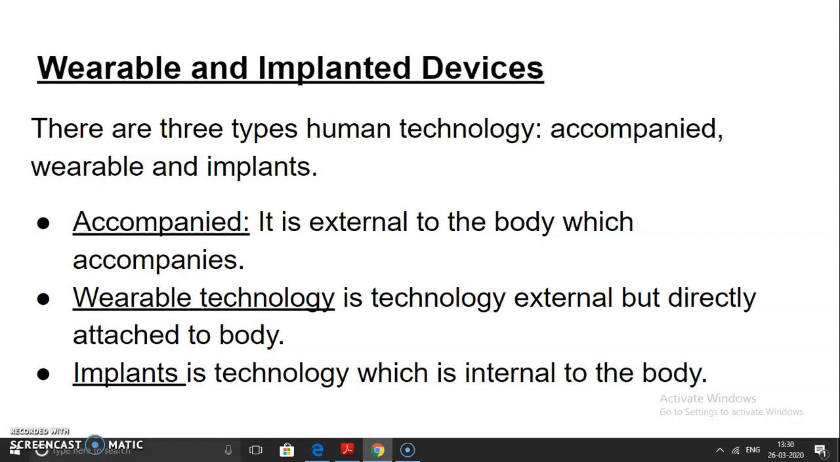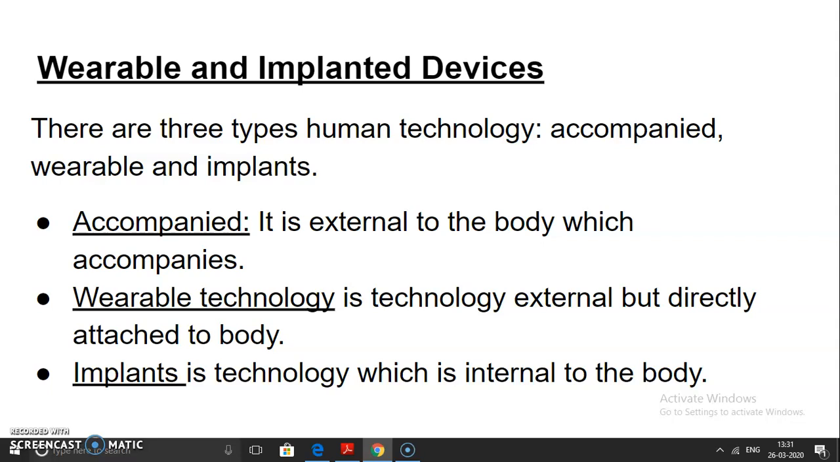Smartphone is that kind of device which you can carry easily. Some other examples are smart card and smart key. No need to wear, no need to implant. We can carry it easily. We can keep this kind of devices in our pocket, and these kind of devices are small in size.